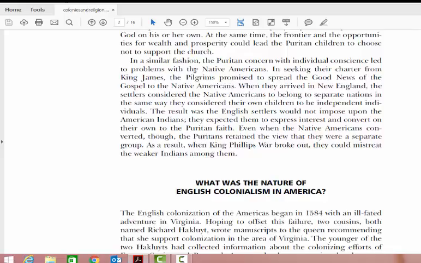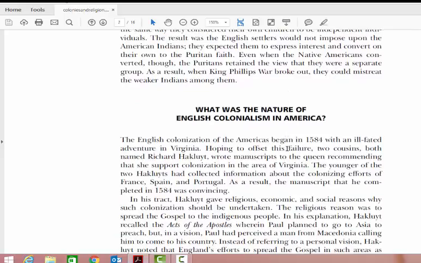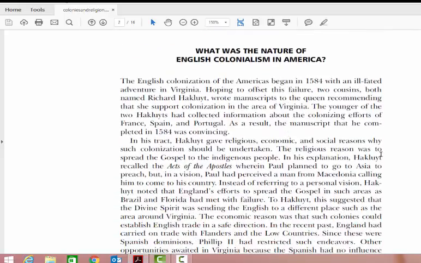I wrote down in my notes right here that after I read this paragraph, I wrote the word segregation, because I continued to see that even though Native Americans were charged to be converted and to be educated by the Pilgrims, they always saw them as different. So even the Pilgrims who came over here segregated themselves from the Native Americans. So this idea of we are better all of a sudden starts coming into play. In his tract, it says the religious reason was to spread the gospel to the indigenous people. So you see that there is a charge with the English colonies that they want people to spread the gospel.